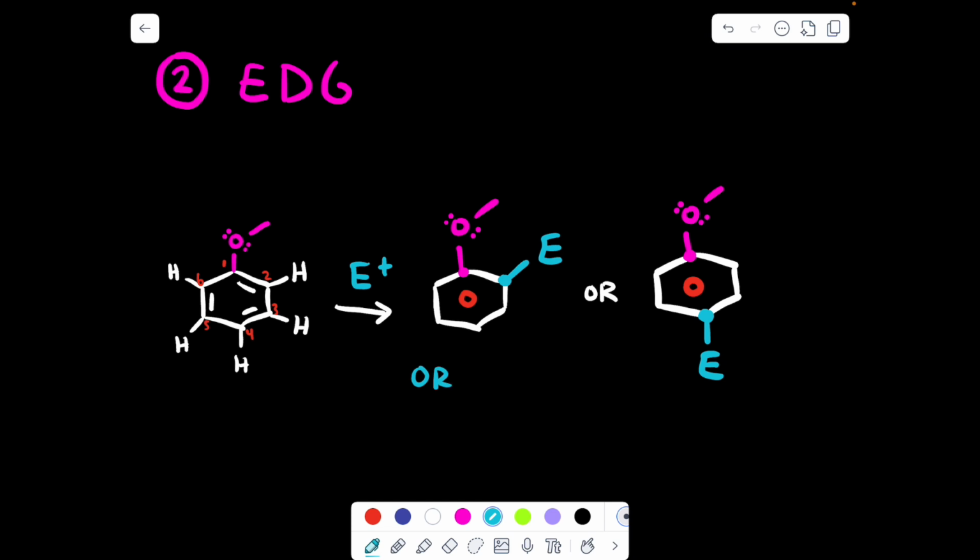So ortho or para. And this is always the case. Now the question, I guess, is, well, why? Why does the E, the electrophile, end up on carbon 2, 6, or 4? Why not carbons 3 and 5? There's a few ways to rationalize this.